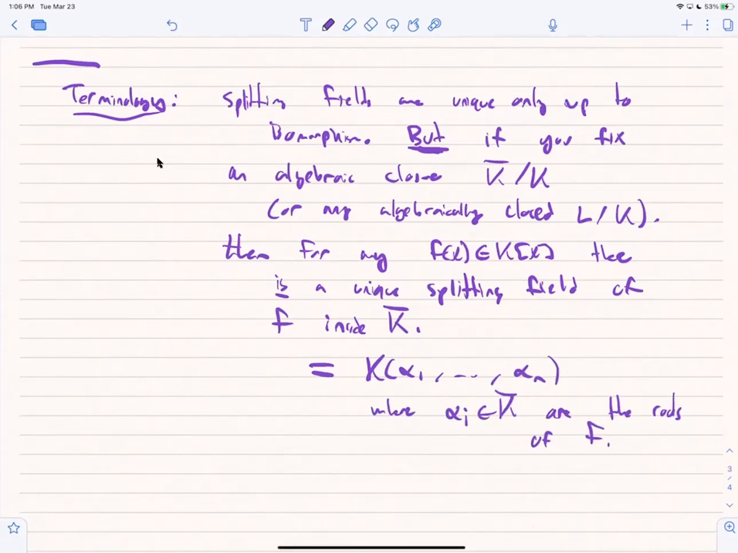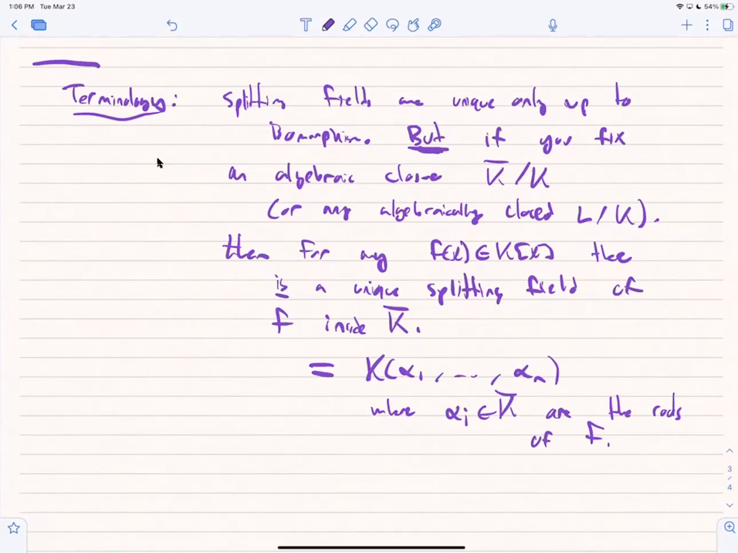The splitting field is always generated by the roots of f inside that splitting field. And here you're just saying, if you have some ambient algebraic closure, you can think of those roots as living in the algebraic closure, and then it generates some subfield, and that is the splitting field of f.